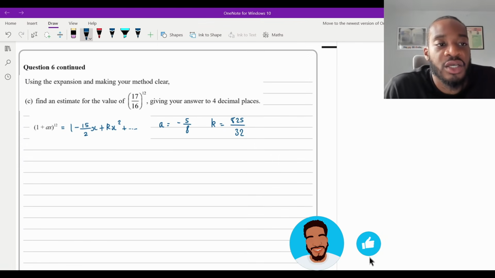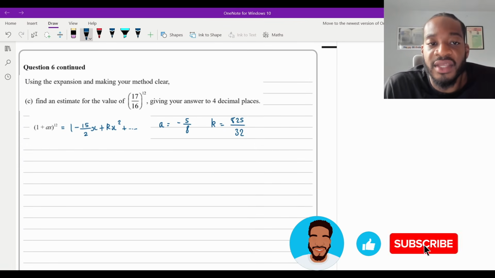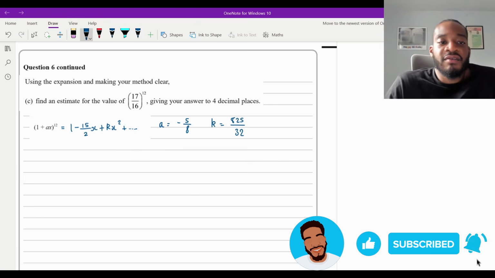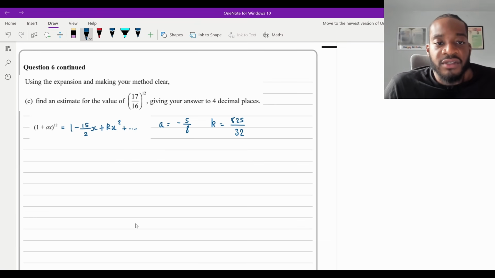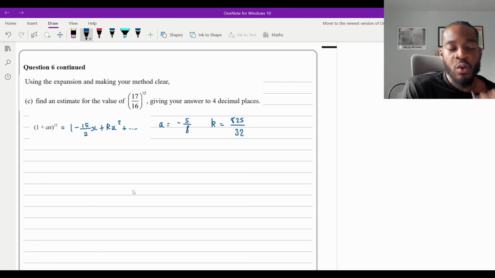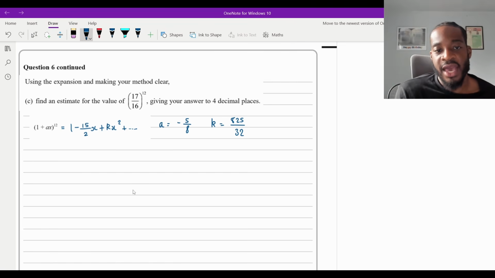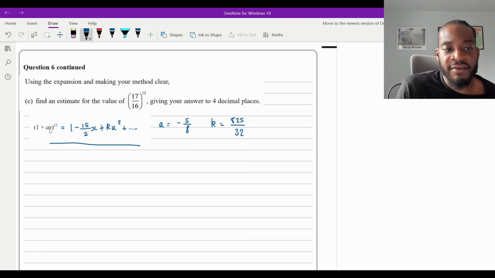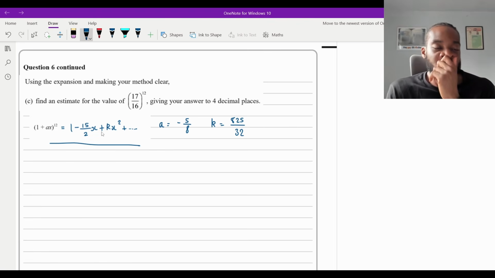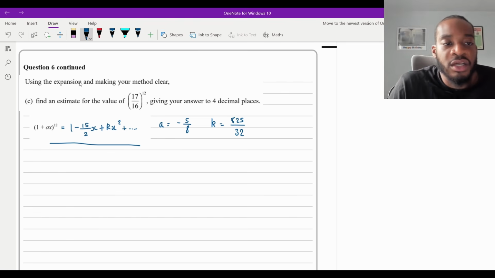Okay, so part C says, using the expansion and making your method clear, find an estimate for the value of 17 over 16 to the power of 12, giving your answer to 4 decimal places. Okay, and what I've got is I've just summarized what we did in part A and B. We got a equals minus 5 over 8 and k is equal to 825 over 32. And remember, I made the expression on the left equal to that on the right, and you'll see why. So we're dealing with binomial expansion. We're asked for an estimate, aren't we?